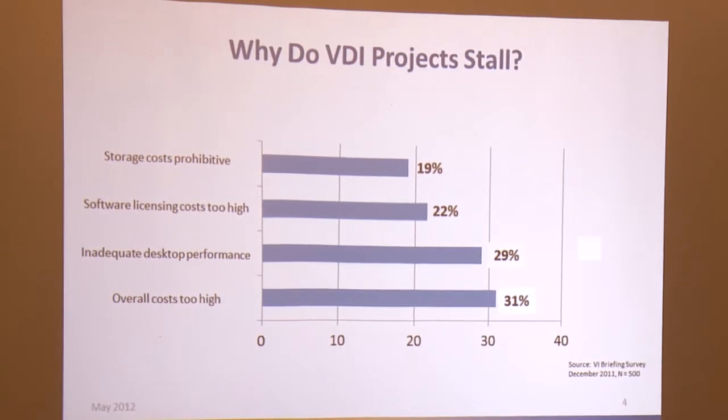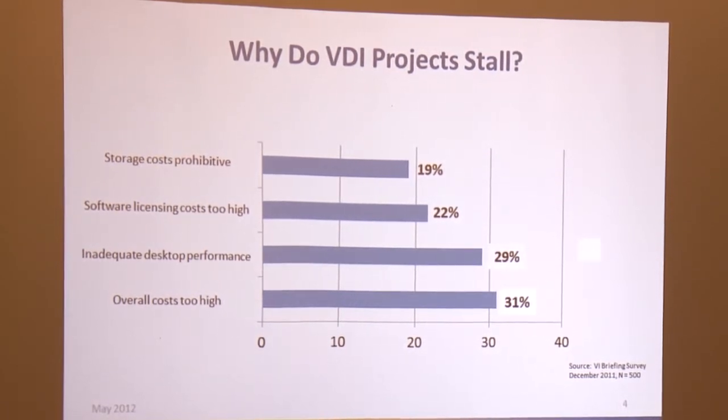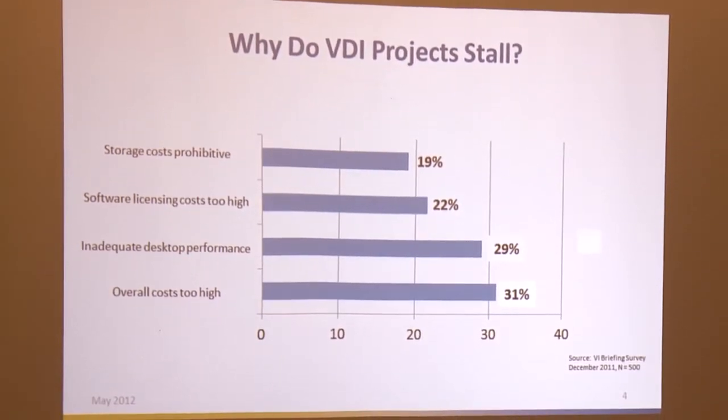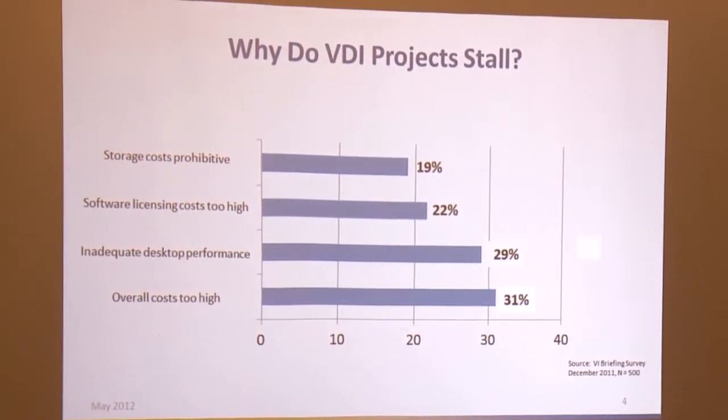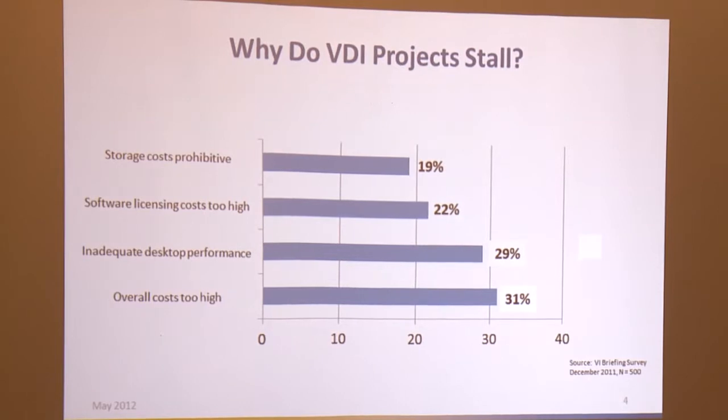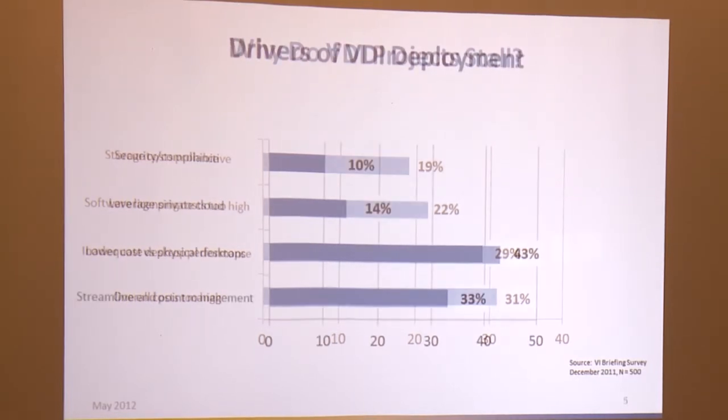The reason why the projects stall seem to be very storage centric. So of the top 4 responses that we got, 3 of these, storage cost prohibitive, inadequate desktop performance, and overall costs too high, could be directly related to storage issues that they ran into during rollout.